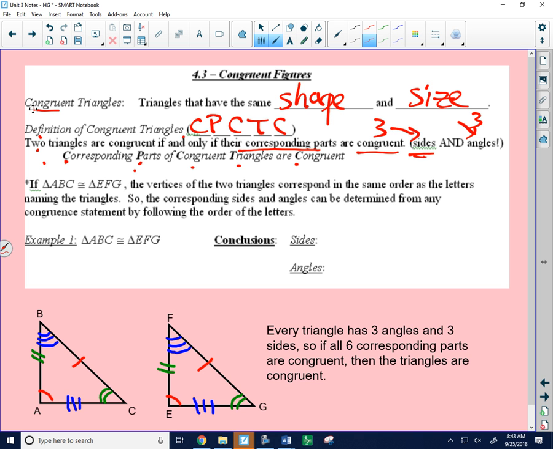So, you got a question about that? No. Okay. So these are equivalent, guys. To say two triangles are congruent, you could say definition of congruent triangles, or CPCTC. They're equivalent. It means all 3 sides and angles are congruent.